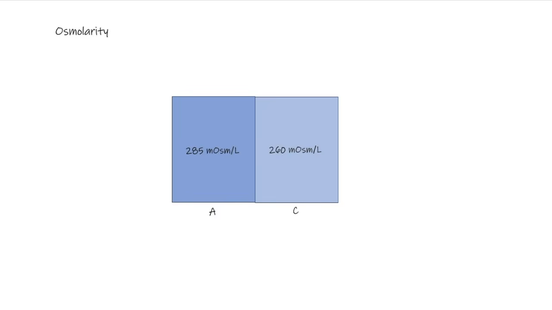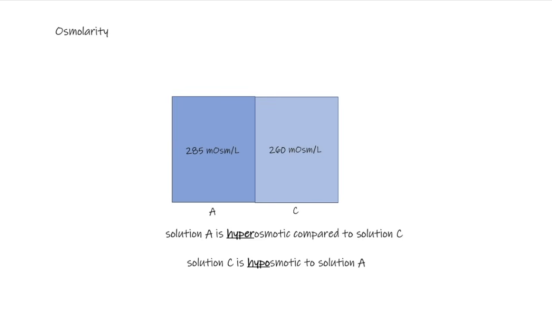In this example, we have a difference in solute concentration. Side A has a greater solute concentration than side C. In this case, we would refer to side A as hyperosmotic to side C, with hyper indicating greater than. Or, looked at from the opposite perspective, we could say that side C is hypoosmotic to side A, with hypo indicating less than. So osmolarity itself is a property of a solution. Isoosmotic, hyperosmotic, and hypoosmotic describe how the osmolarities of two solutions compare.